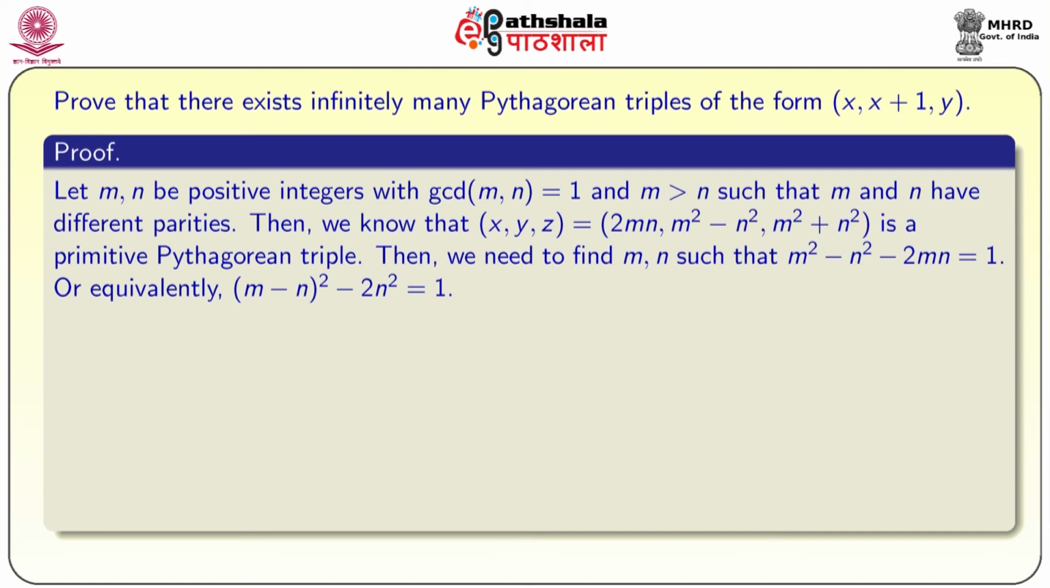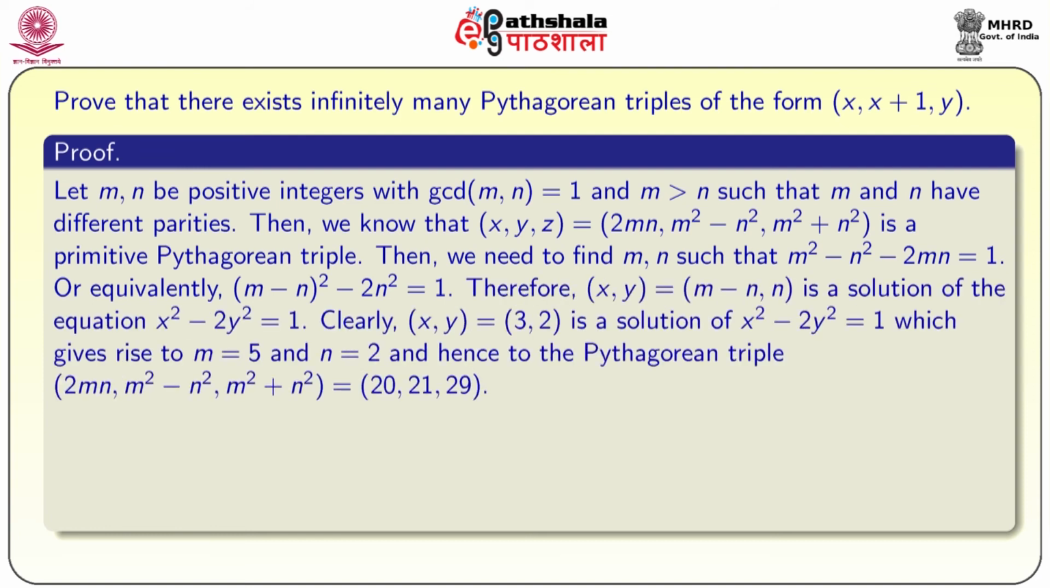Then we need to find m and n such that m²−n²−2mn = 1, or equivalently (m−n)² − 2n² = 1. Therefore (x, y) = (m−n, n) is a solution of the equation x² − 2y² = 1. Clearly (x, y) = (3, 2) is a solution of x² − 2y² = 1, which gives rise to m = 5 and n = 2.